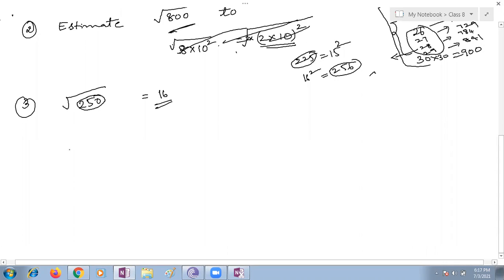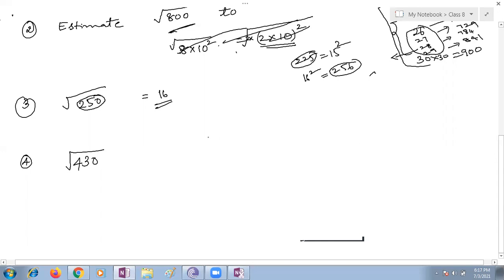Ma'am, this was a basic topic in like almost 3rd grade or 2nd grade. Ma'am, can you explain this again? Yeah, we'll go with one more example. 430. You just see 430. The nearest square numbers to 430.